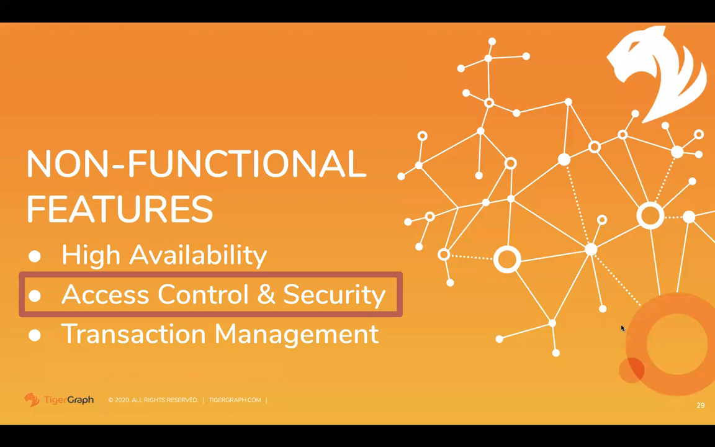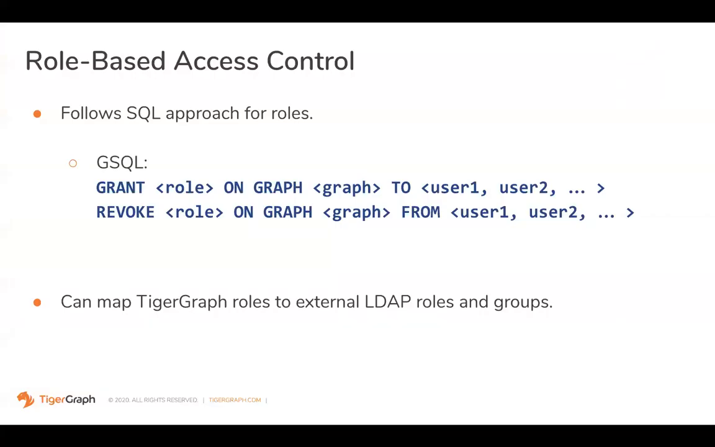I'm sure there'll be some questions later, but we're going to move on to access control. And I'm going to cover a couple things here. First of all, we feature role-based access control, an industry standard model for how enterprises would like to see roles, privileges and users managed. So we very much follow the language syntax and semantics of SQL. You can grant or revoke a role or privilege on a graph instead of a table, to one or more users. And you can also map those roles to external LDAP roles and groups. So you can combine the roles you have with TigerGraph and sync them with the roles on other parts of your larger infrastructure. I'm going to go now into a little bit more depth.